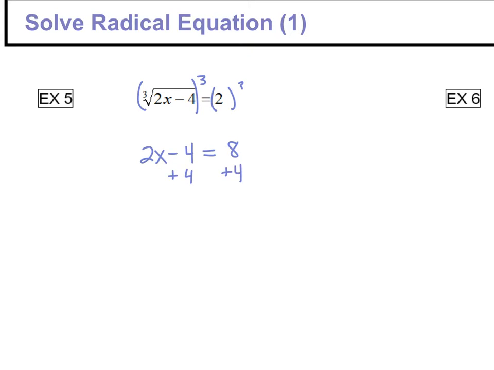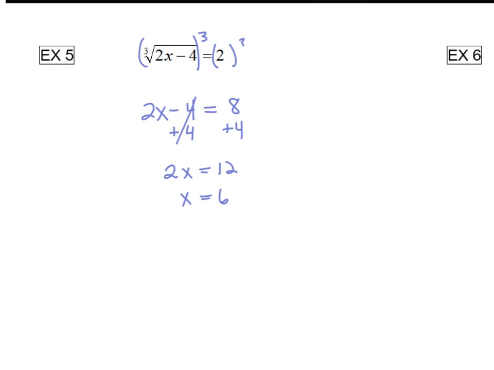Add 4 to both sides. We have 2x equals 12. Divide both sides by 2 and we get x equals 6. But remember, does x really equal 6? Well, we got to check our answer.